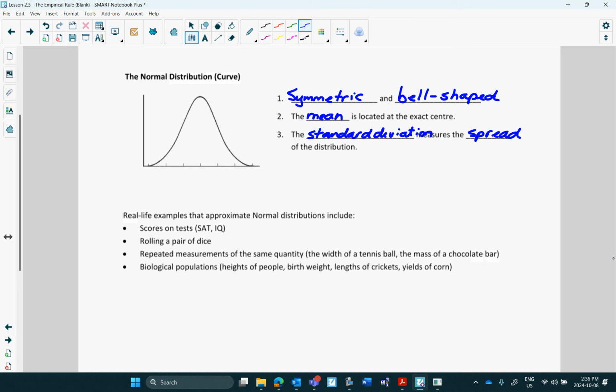So how we label normal curves: a normal curve graph will look like this, where we will have whatever the name of the data values are. It could be test score, it could be income, it could be weight, it could be height, all sorts of different variables you could have. Here we have the frequency.